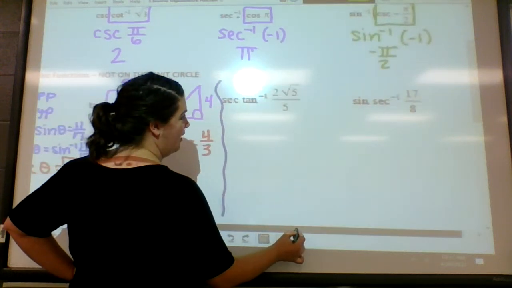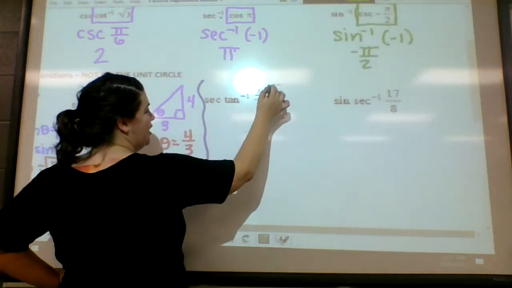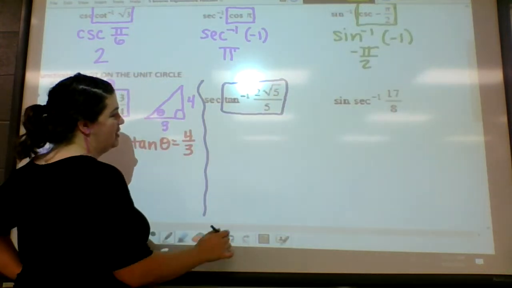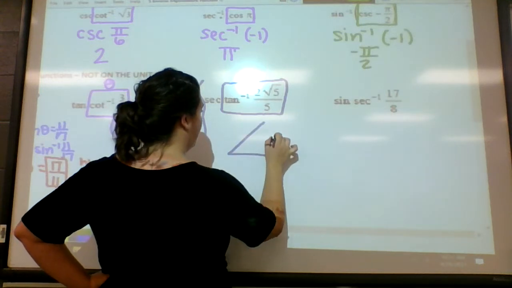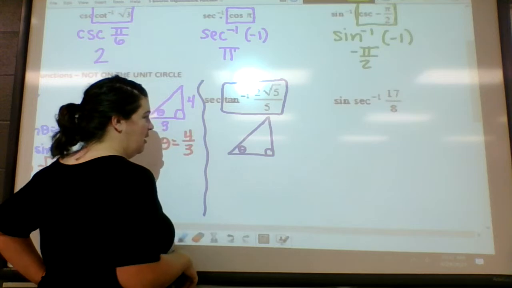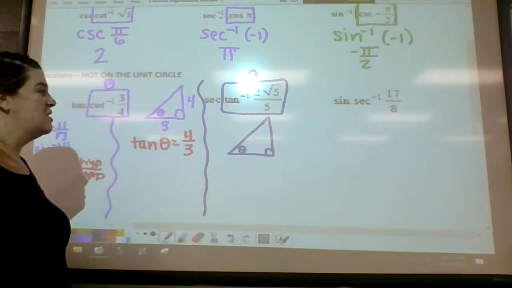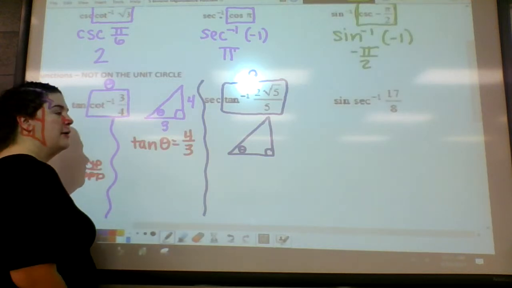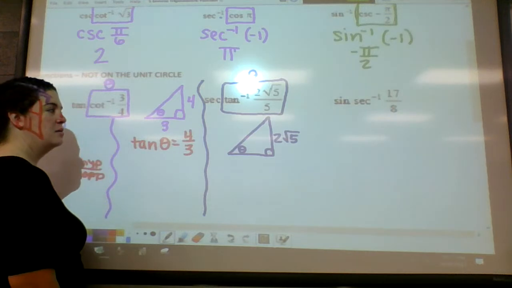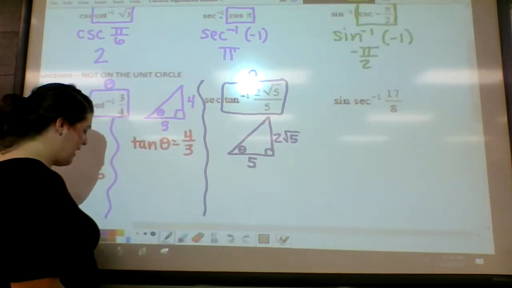All right, let's try another. We have secant of tangent inverse of 2 square root of 5 over 5. And so if we set up our triangle and we pick this angle here, I always pick the same one, just out of habit, that's going to be this relationship. Tangent is what over what? Opposite over adjacent. So the opposite is 2 square root of 5, and the adjacent is 5.